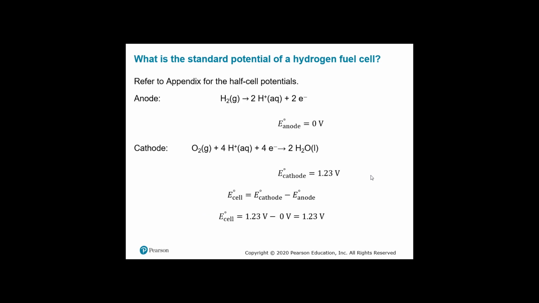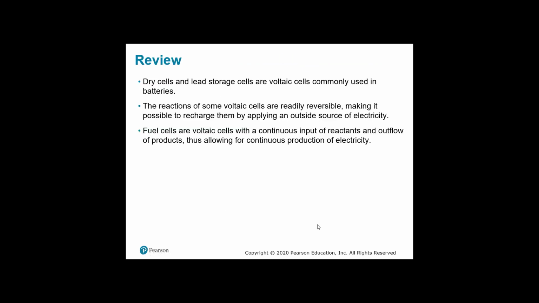Okay, so what is the standard potential of a hydrogen fuel cell? Well, we're dealing with two gases, hydrogen and oxygen. One is at the anode, and it's the standard hydrogen electrode, the SHE. And then we're dealing with oxygen. So we can plug these in. Remember, it's with the zero value. So the standard potential of the hydrogen cell is 1.23 volts.